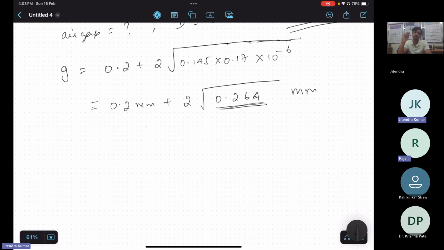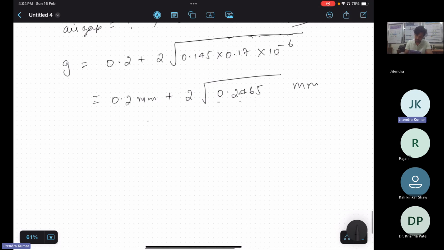No, 0.024, right? Actually, 0.145 into 0.17 is 24.65 into 10 power minus 3, meaning 0.024. Yes, it's my bad. 0.02465, right? Now, if we under root this value, how much are you getting? 0.157, right? And 10 power minus 6 is there, no?